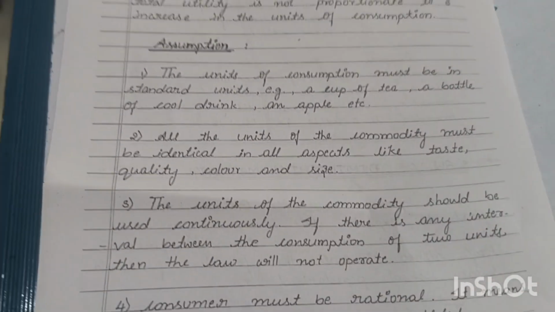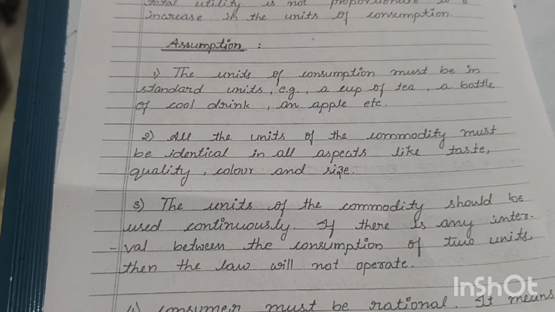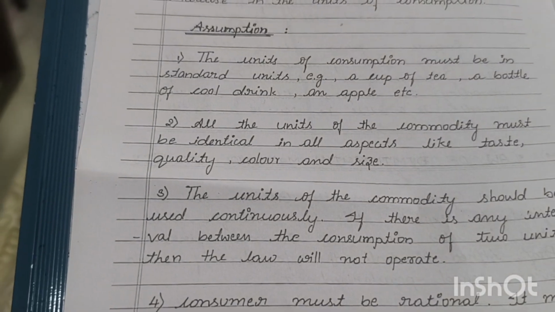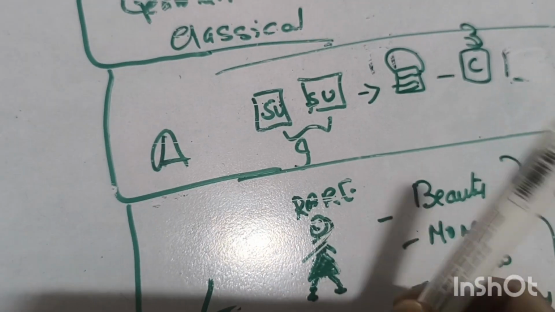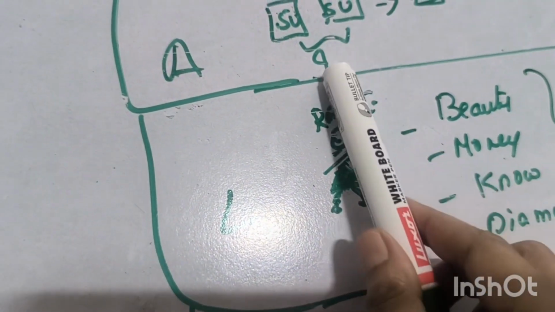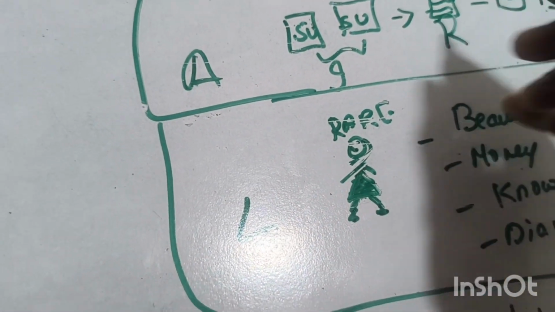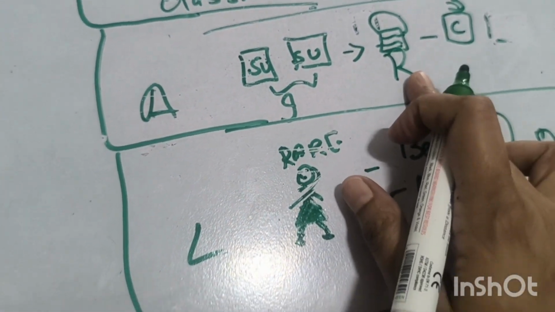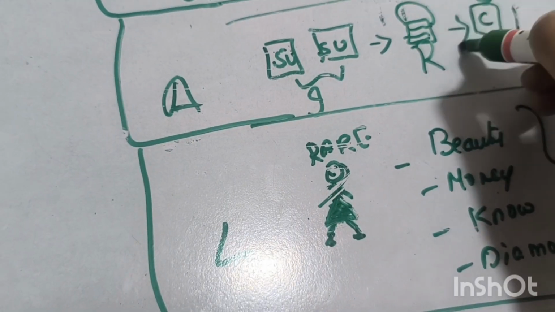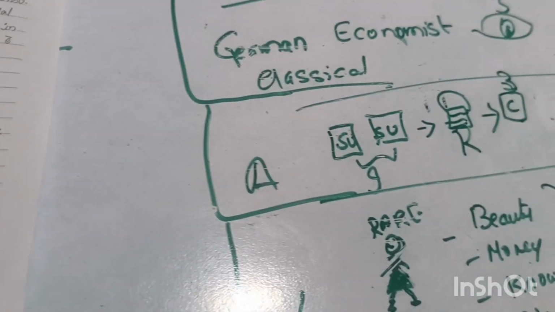The units of consumption must be in standard units, that is a cup of tea, a bottle, or a cool drink. So you can make this a key figure which shows 2 standard units which are identical to each other. One bag shows the 2 identical units, like going to buy ration, and they get 3 C's. Okay, so this is the keyword.